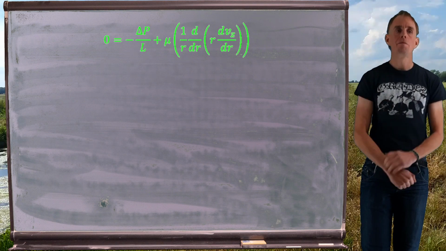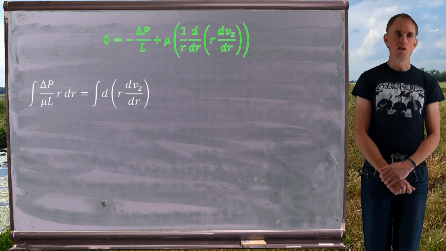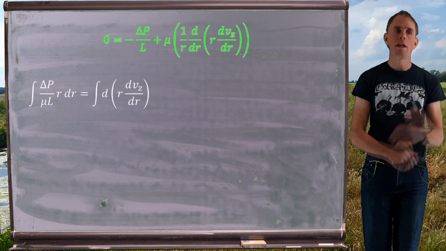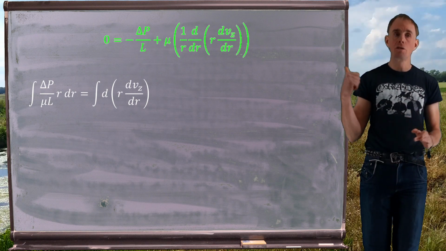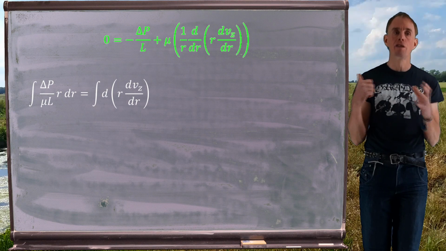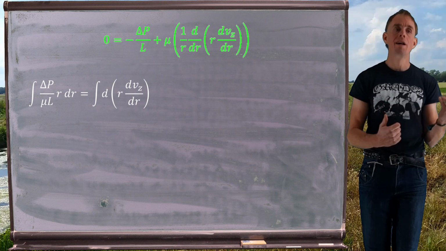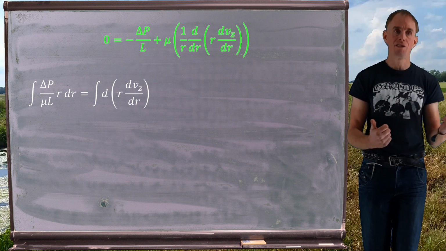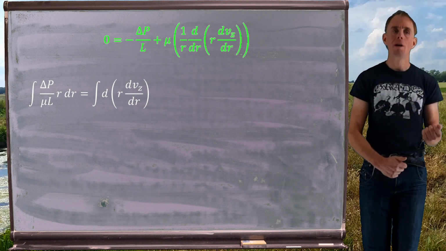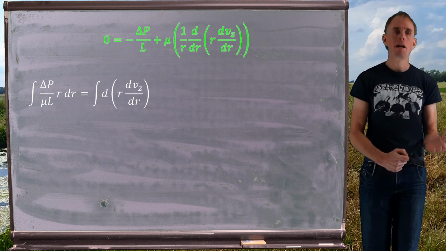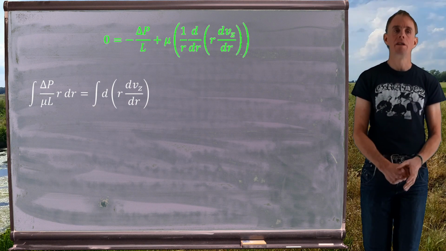So there is my second order ordinary differential equation. Let's take the first integration step. I've moved the pressure terms to the left-hand side. I've also moved the viscosity term to the left-hand side. And when I do that, we can see that also pre-multiplying the derivative on the right-hand side, there's a 1 over r term. So I've moved that 1 over r term to the left-hand side and also the dr term. So the left-hand integral is written delta p over mu L multiplied by r dr. And on the right-hand side, I simply have the derivative d of r dvz by dr.